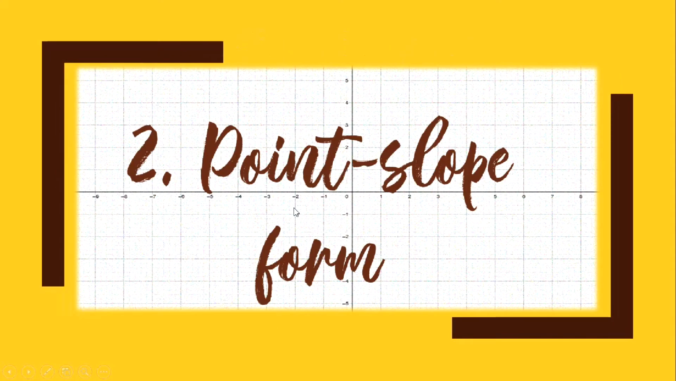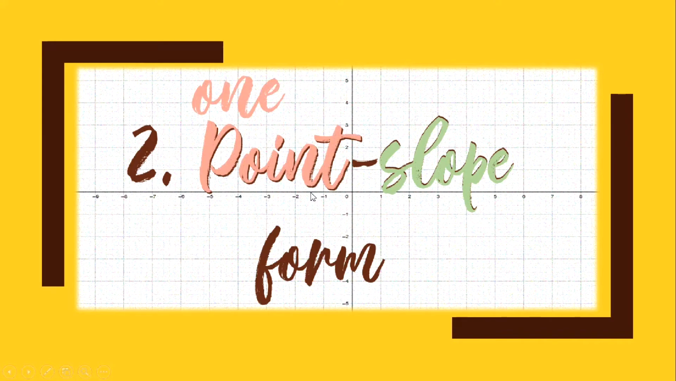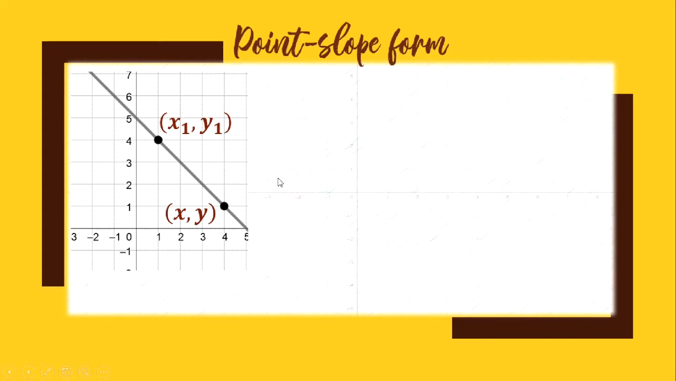Okay, next, move on tayo sa second form which is the point-slope form. So, remember, kung gagamitin nyo ang form na to, kailangan sa given or sa problem, given ang slope and ang coordinates ng 1 point on the line. Okay? So, consider natin yung problem na to.